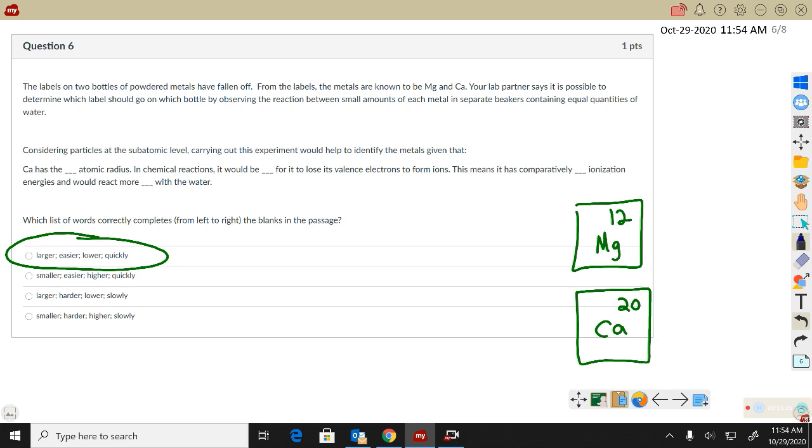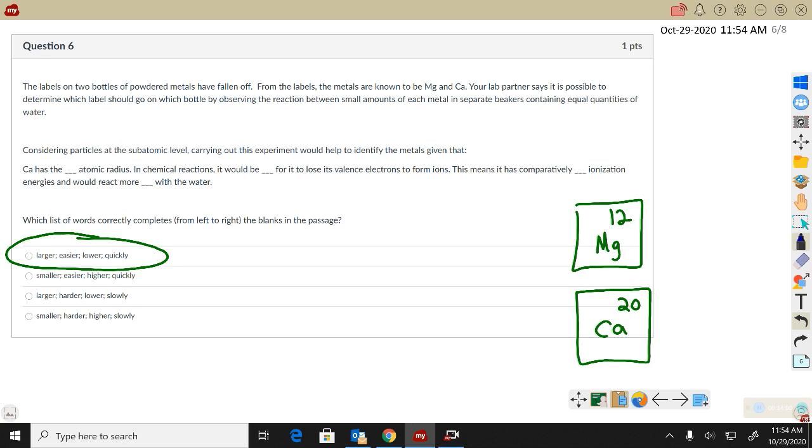A larger radius would mean that it should be easier to lose valence electrons, because they're not as close to the nucleus, and so they're not as strongly attracted to the nucleus. That attraction is weaker. So larger radius would mean it's easier to remove the outer electrons. If it's a weaker attraction because the electrons are farther from the nucleus, there should be lower ionization energy. It takes less energy to remove the electrons, and that makes it more reactive.